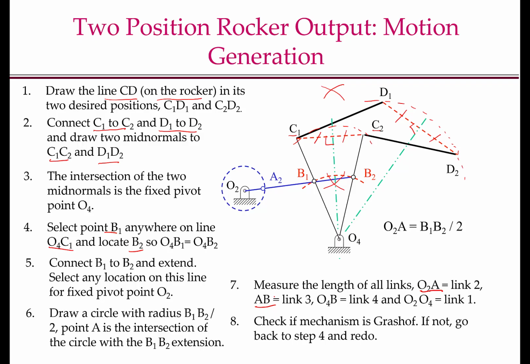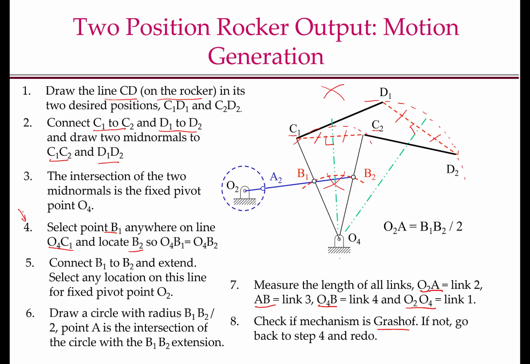Here you can take A2B2 as the coupler length, O4B is my rocker, and O2O4 is my ground link. Since we want a crank rocker mechanism, we have to check if the mechanism is Grashof. If it is not, we have to go back to step 4, that is, select the point B again and redo from step 4 to step 8 until we are satisfied.